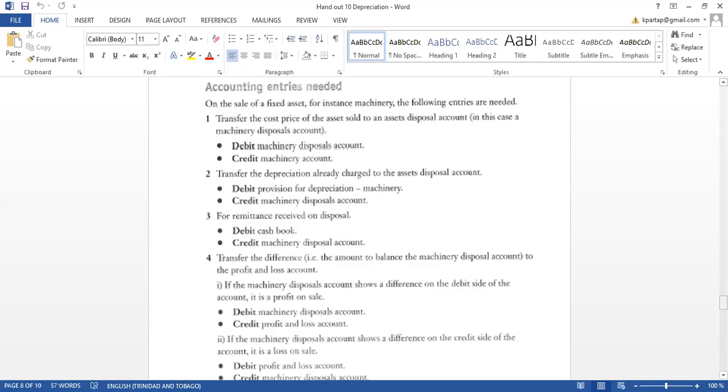Then we need to transfer the depreciation charge to the assets disposal account. So we are going to take it out. We're going to debit the provision for depreciation. Remember, the provision for depreciation we would have usually credited, but we're taking it out now, so we're doing the opposite. We are debiting the provision and we are crediting the machinery disposal account.